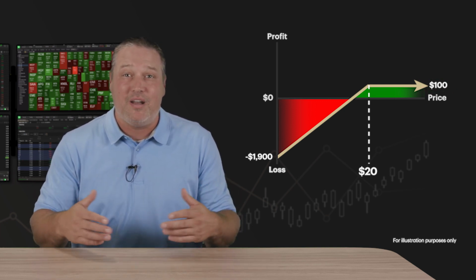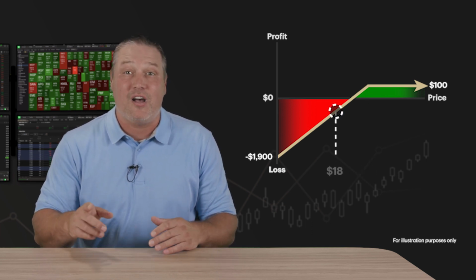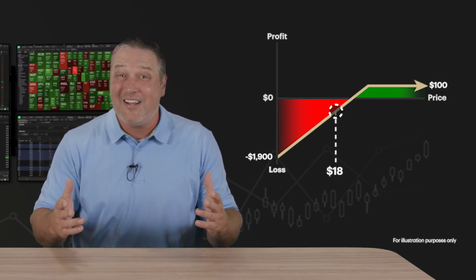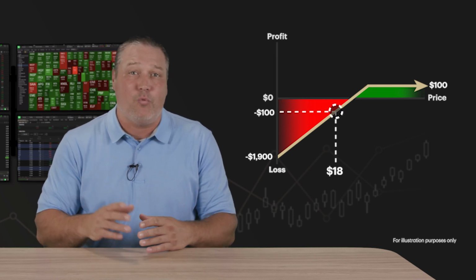Now let's fast forward a little bit. Imagine that it's March, just one day before the expiration of your option, and the stock price is at $18. That's not an ideal situation. As your profit loss diagram shows you, you'll likely have a loss of $100.